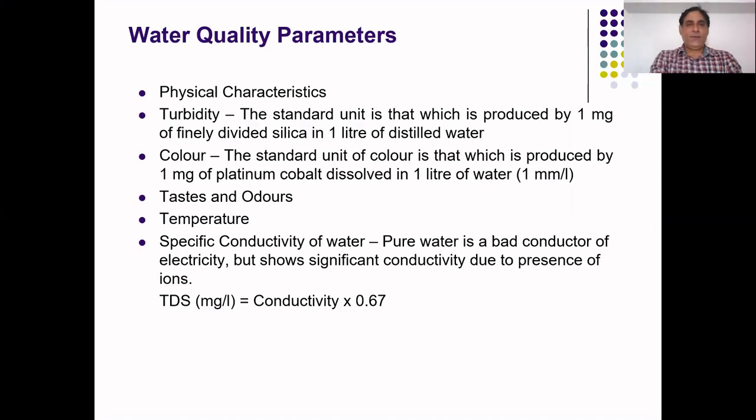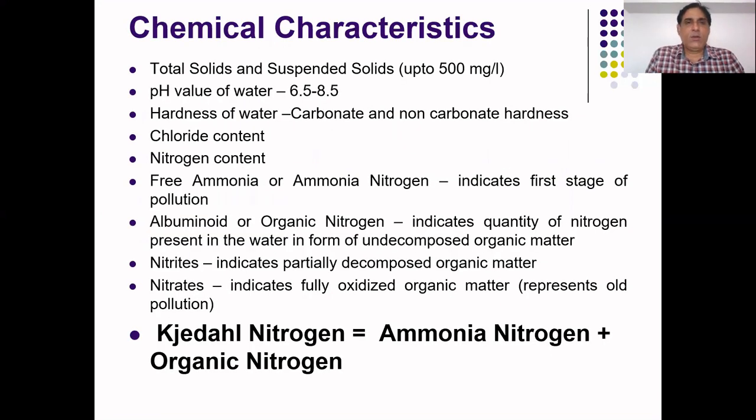So these are the physical characteristics: turbidity, color, taste and odor, temperature, and specific conductivity of water. Now comes the chemical characteristics. Chemical characteristics include total solids, suspended solids, pH of water, hardness of water, chloride content, nitrogen content, right? These are the important chemical parameters by which the potability of water is ascertained.